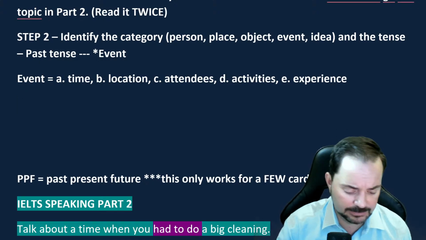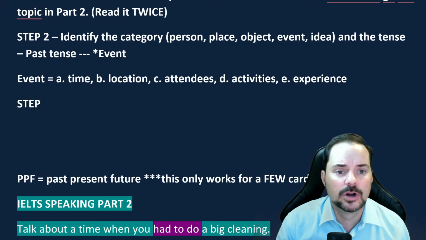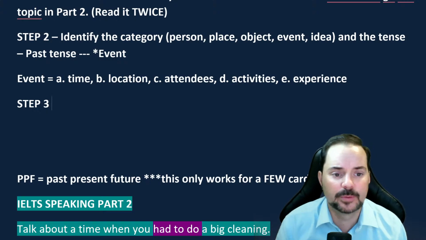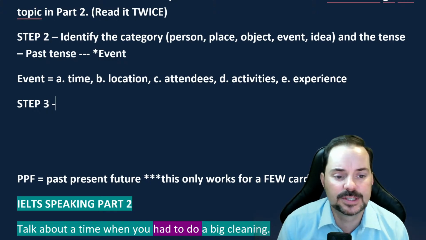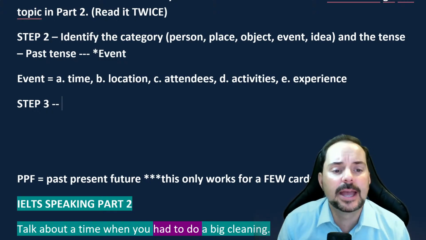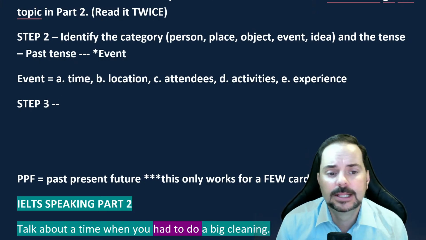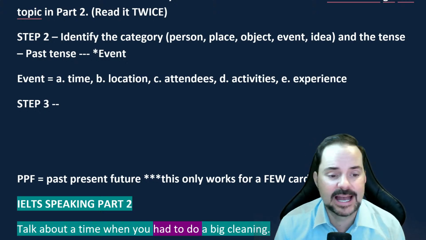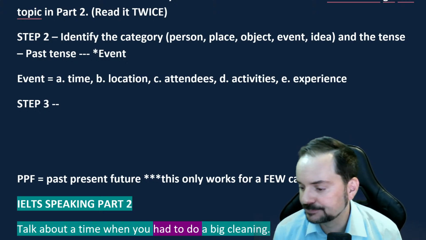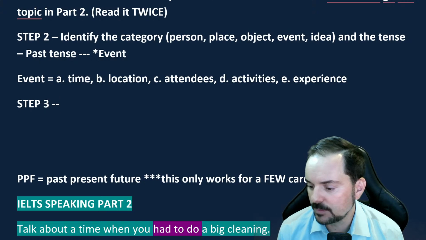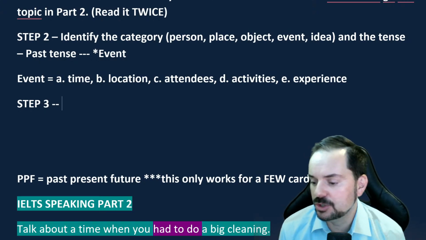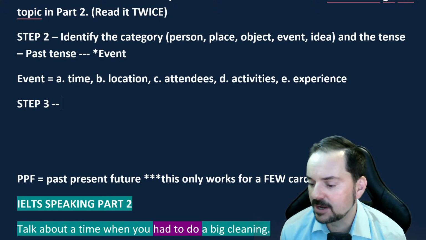Okay, so this is an event. Now, step 3. So we read the card. We recognize that it's an event. We know what to say when it's an event. And we know that it's mostly about the past, talking about a big cleaning. And then we have step 3. What is step 3? Okay, so what do we do in the next step? Chayan Kip says, think of a couple of answers.